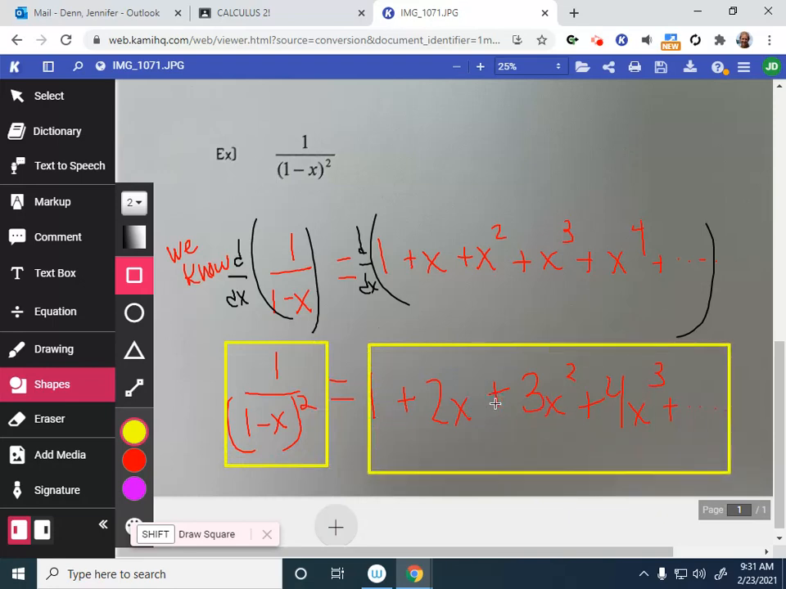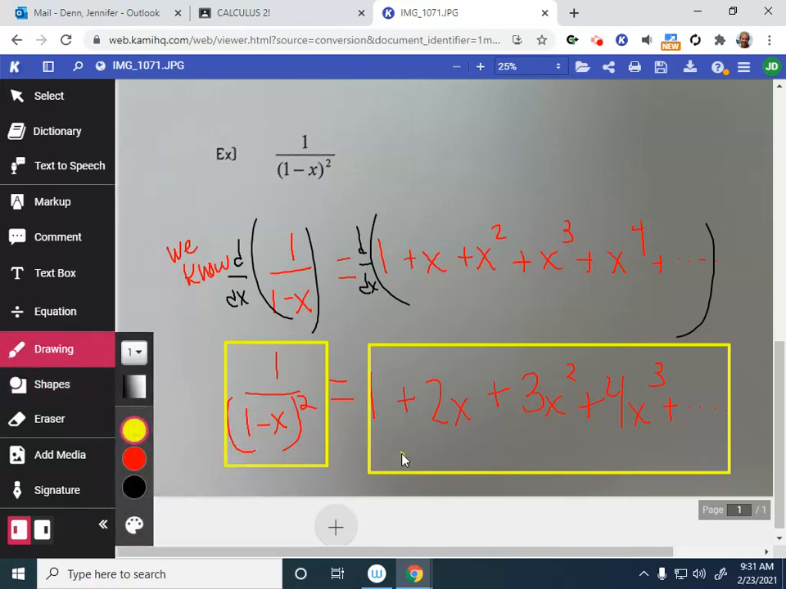And look, I should have pointed this out before, but I didn't. This is not a geometric series. Look, I don't have a constant multiplier. To get from 1 to 2x, I would have to multiply by 2x. And to get from 2x to 3x squared, I'd have to multiply by 3 halves x. So I do not have a constant multiplier. So this is not a geometric series. So it's kind of cool that I'm using a geometric series that I know to write a series that is not geometric. The others probably weren't either. I didn't even stop to pay attention. No, they weren't. They did not have a constant multiplier either.